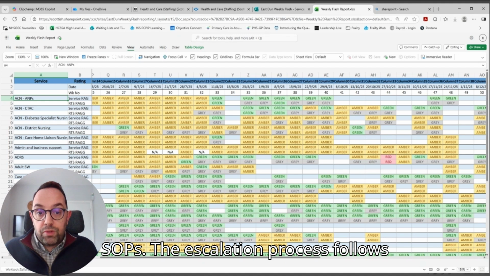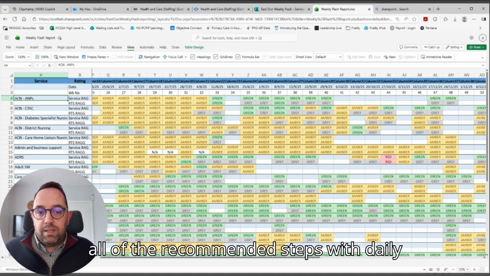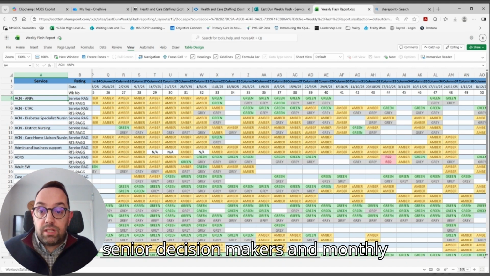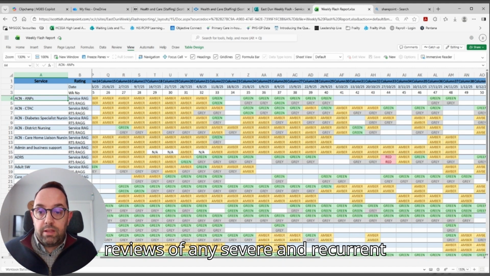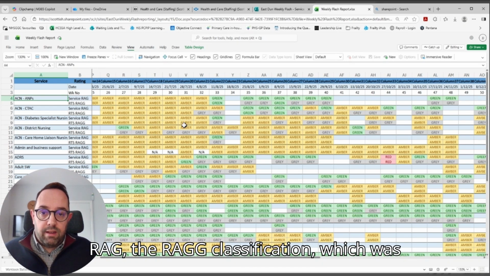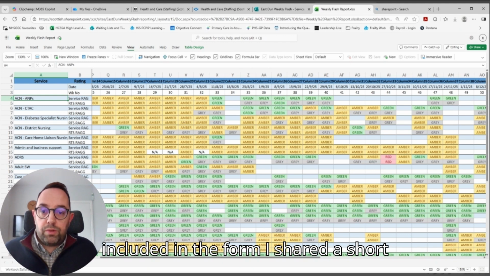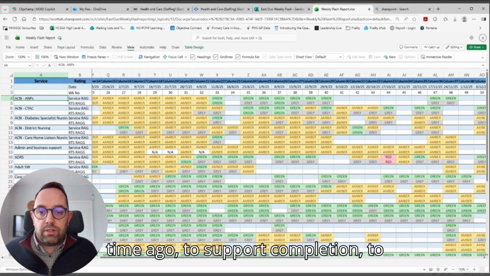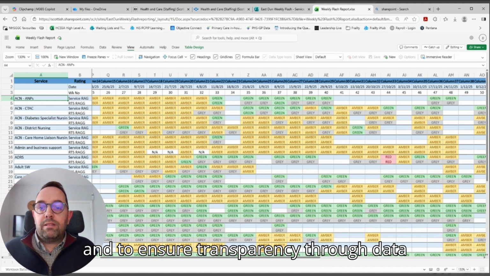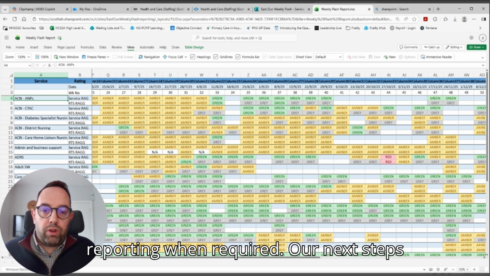The escalation process follows all of the recommended steps with daily huddles, risk mitigation, escalation to senior decision makers, and monthly reviews of any severe and recurrent risks. We use the national RAGG classification, which was included in the form I shared a short time ago, to support completion, to record all escalations and mitigations, and to ensure transparency through DATIX reporting when required.